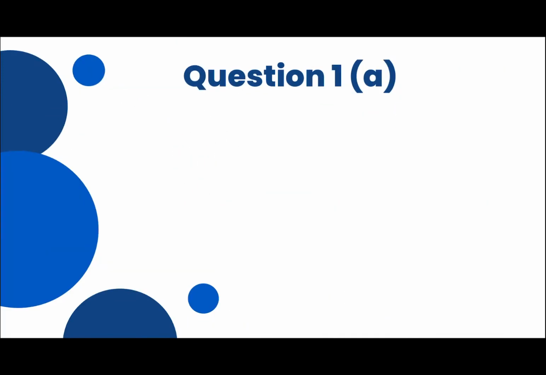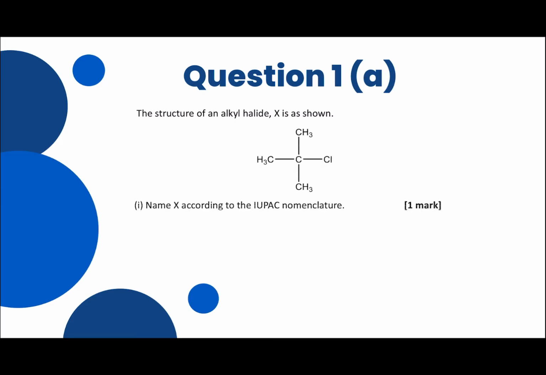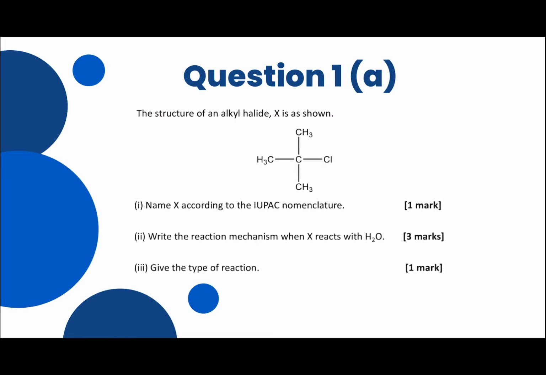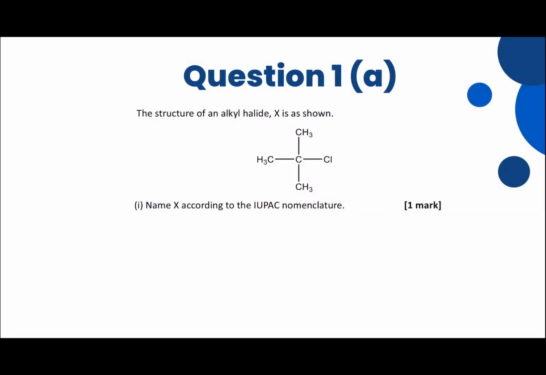For question 1a, we have to cover 3 questions based on structure X. Let's go one by one. First question, you have to give the name for X. As we already know, we have to determine the longest carbon chain for our parent.